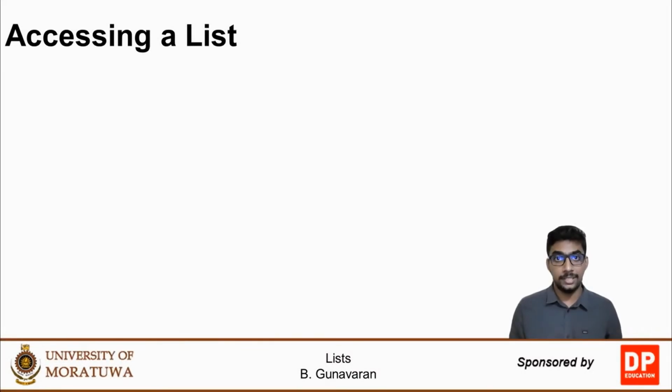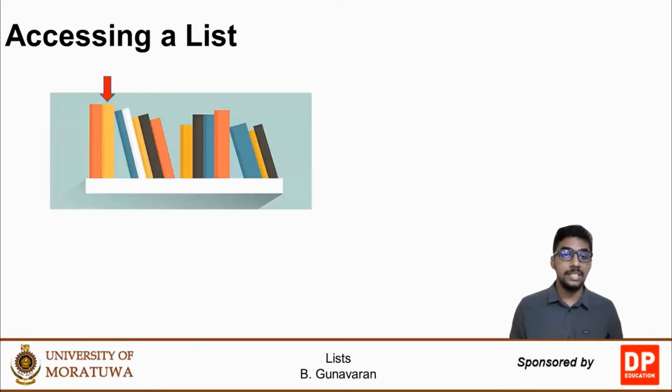In the last few slides, we looked at the basic structure of a list and how to create lists. Now, the next step is to learn how to access the values in a list that you have created. To understand things easily, let us take a real-world example. Assume that you go to a library and you want to borrow a specific book on Python programming.